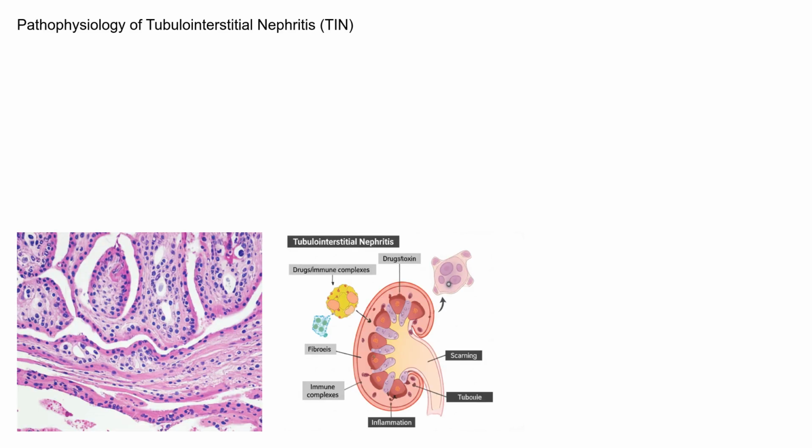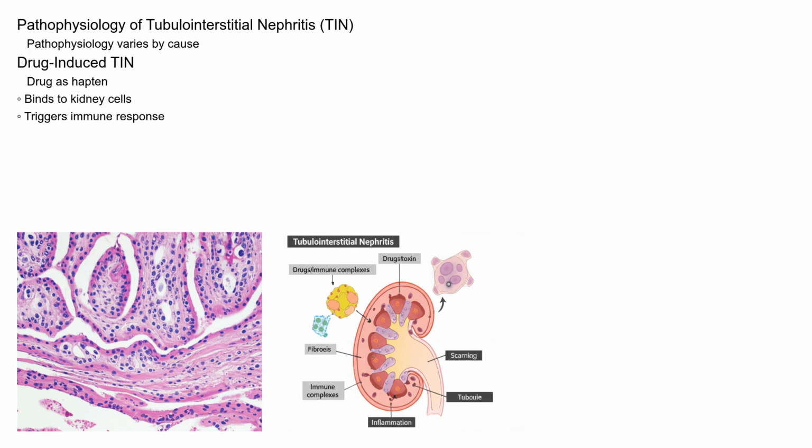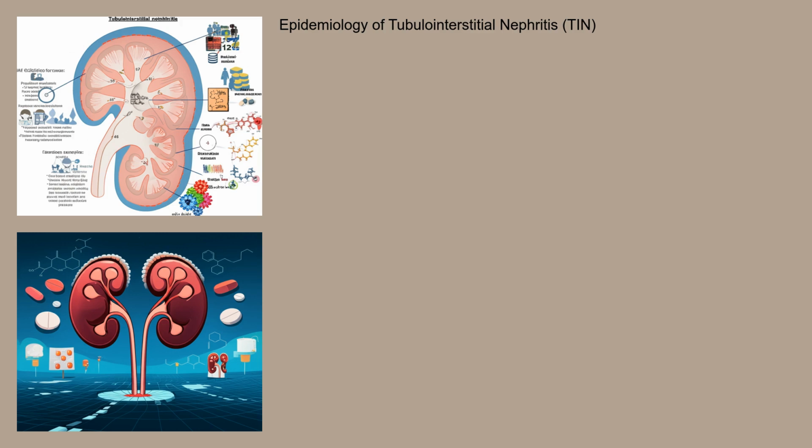In drug-induced TIN, the medication may act as a hapten, binding to kidney cells and triggering an immune response. This immune response involves the infiltration of inflammatory cells and macrophages into the interstitium, leading to inflammation and damage to the tubules. In infectious TIN, the bacteria or virus directly damages the tubular cells, provoking an inflammatory response. Regardless of the initial trigger, the inflammation disrupts the kidney's ability to concentrate urine and maintain electrolyte balance, leading to various clinical manifestations.